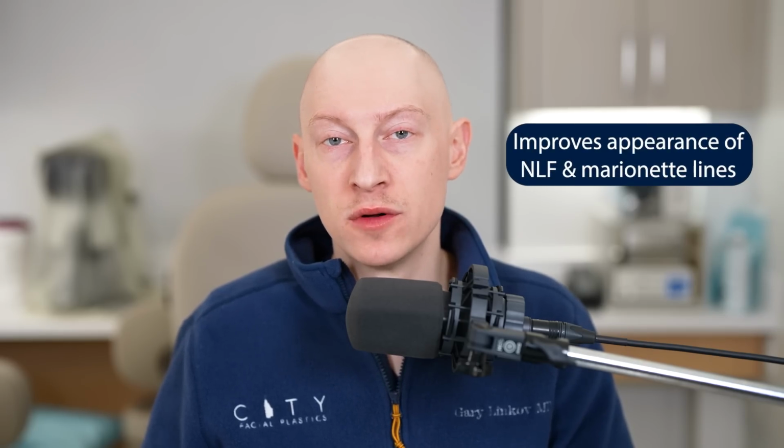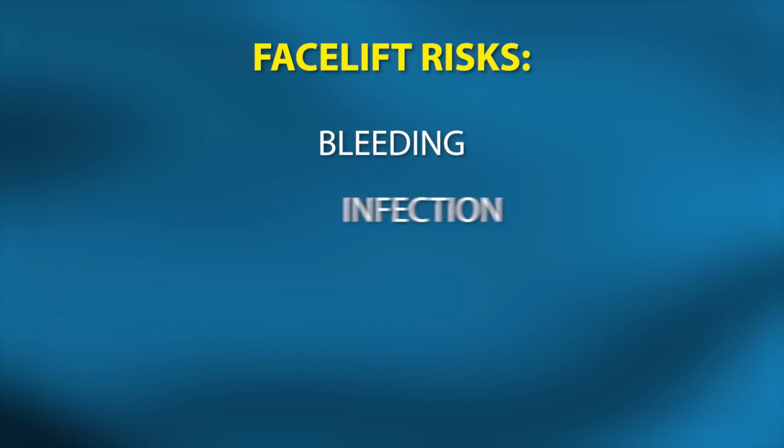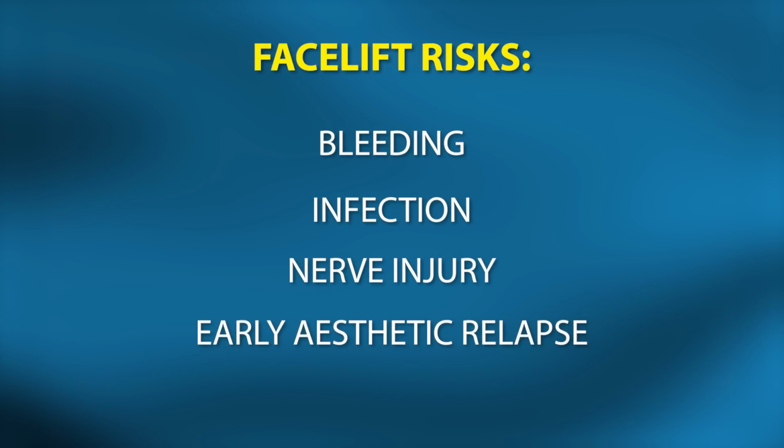For example, it can improve the appearance of the nasolabial fold and the marionette lines if the dissection is performed medial enough. But it may not have as much impact on the actual oral commissure, especially if volume loss is the main reason for the depression and the downward trajectory that is sometimes seen in that area. And some of the risks associated with facelift surgery include bleeding, infection, nerve injury, and early aesthetic relapse, which means that the effects of the facelift may not last as long as one would hope.